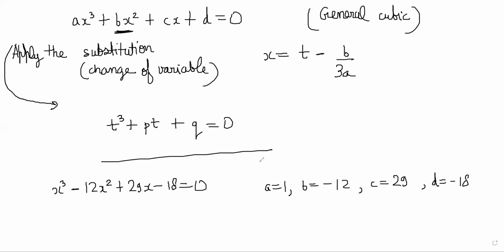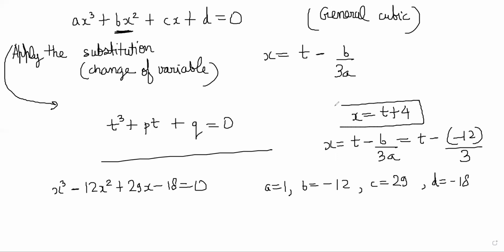Now, what is the substitution? Substitution should be x is equal to t minus b by 3a. So t minus b is minus 12, by 3a is 3. So this is basically x is equal to t plus 4, right? That is my substitution in this case. Now let's see whether it converts itself into a cubic with no quadratic term, right? So put x as t plus 4 here.